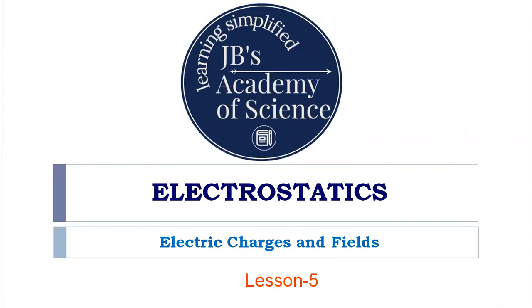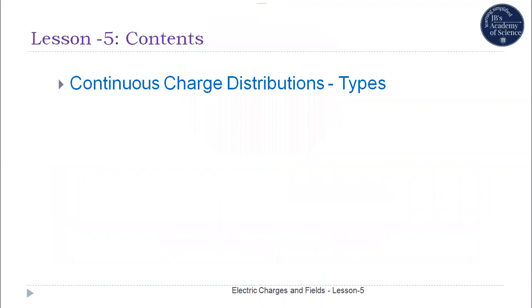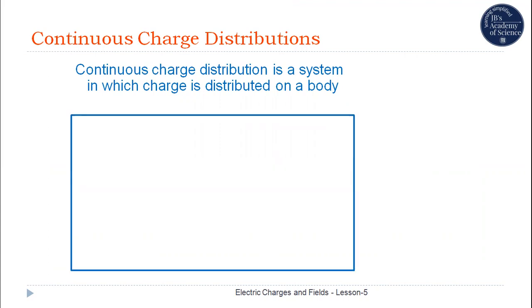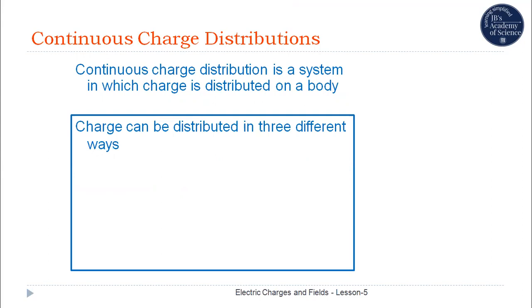In this lesson, we are going to learn about continuous charge distributions and the types. Continuous charge distribution is a system in which charge is distributed on a body. Charge can be distributed on a body in three different ways, or objects can be charged in three different ways.